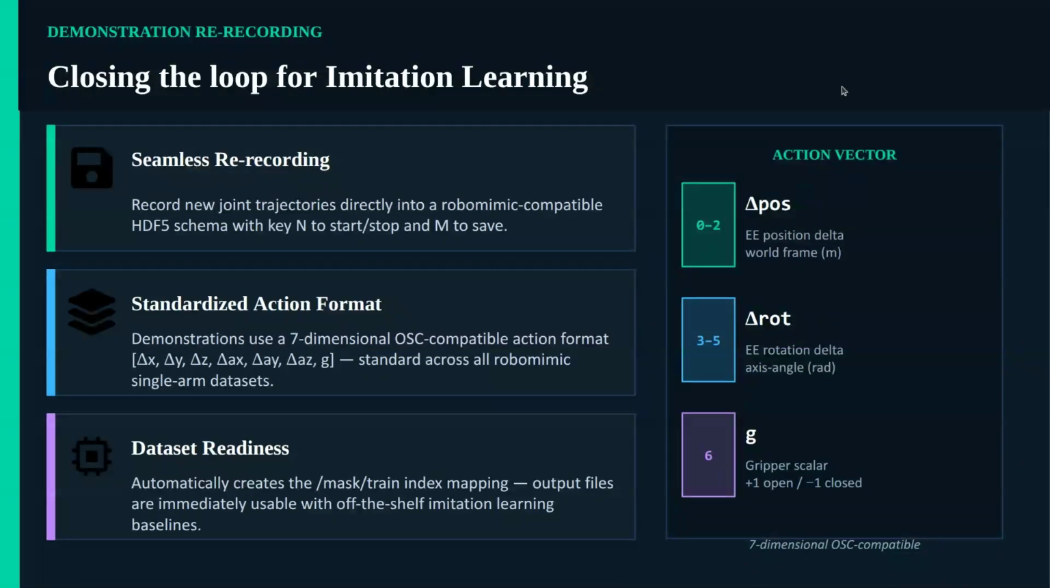So what's the need for this? It is closing the loop for imitation learning. For imitation learning, we need a lot of data, and this is just an attempt not only to visualize your demonstration files without writing a lot of code, but also for data augmentation, like I said, for imitation learning. And the format in which we record the data is a standard seven-dimensional action format, which is standard across all RoboMimic datasets.